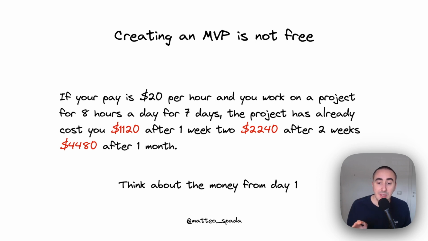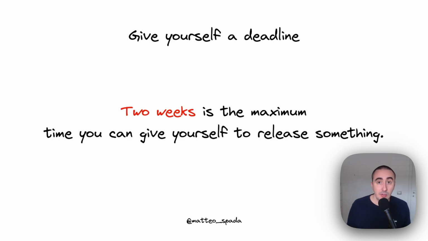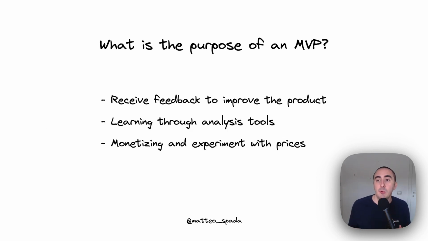So we need to think about money from day one. Otherwise, if you work on an MVP for, for example, 1 entire month, we are losing money. For this reason, giving yourself a deadline when you build an MVP is extremely important. And for me, the right amount of time to build an MVP is a maximum of 2 weeks. But what is the purpose of an MVP? In my opinion, we have 3 goals with the first version of our app.